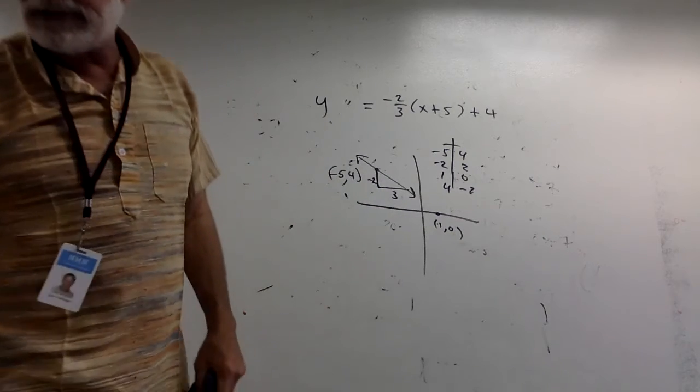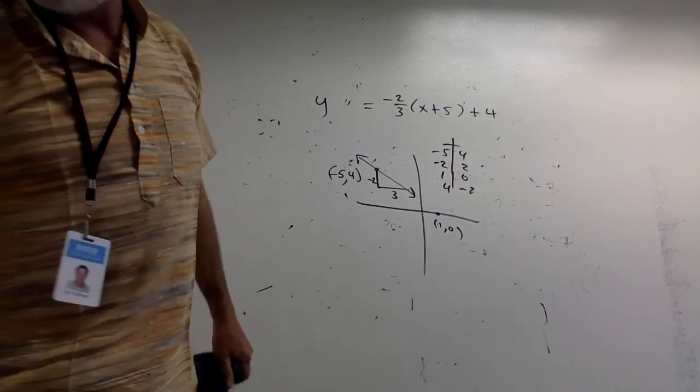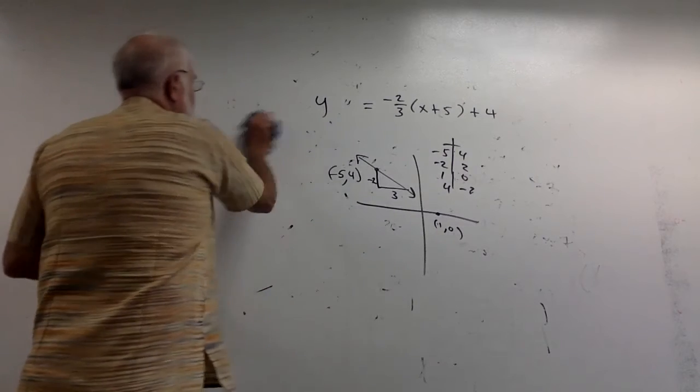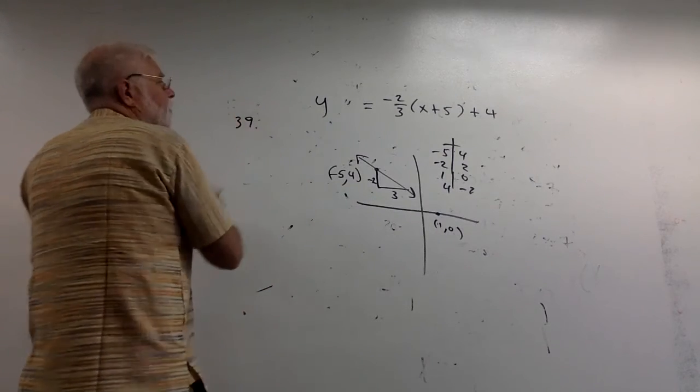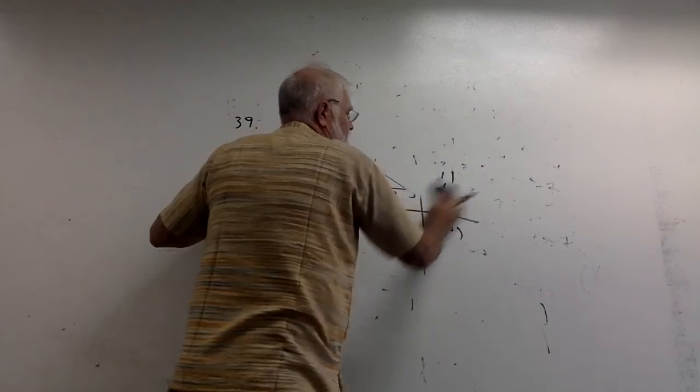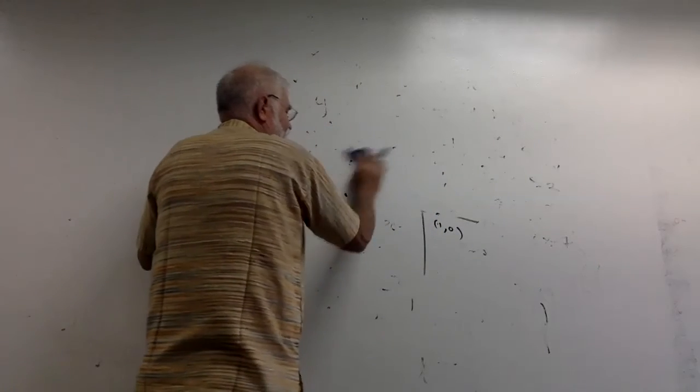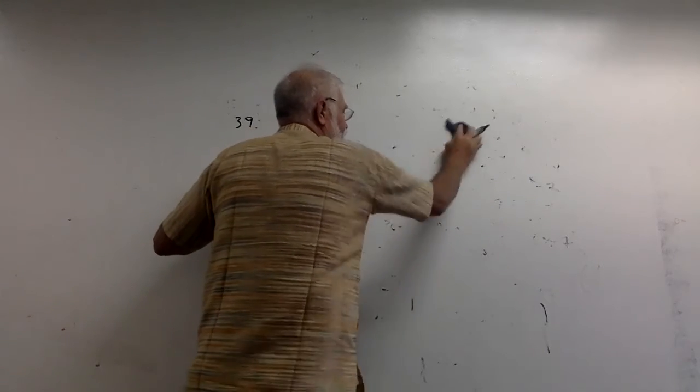All right, next. Back side of the sheet. 4 more problems. 39. Because I'm so tired, I'm going to show you the shortcut for graphing this. I'm going to do it for all of them.